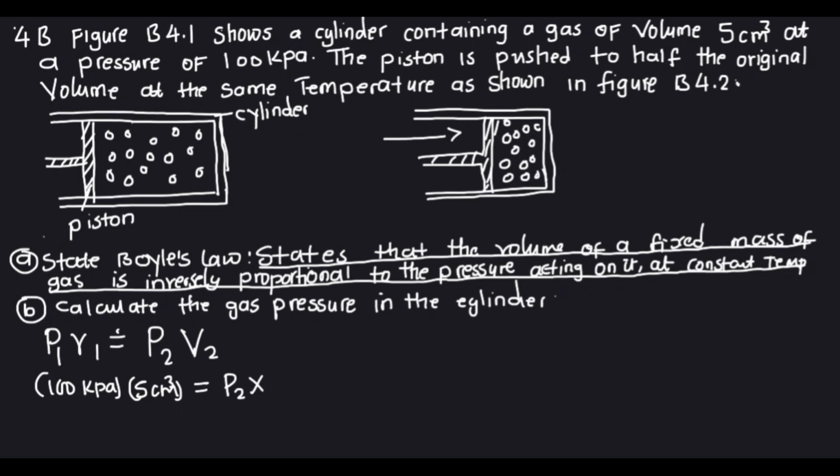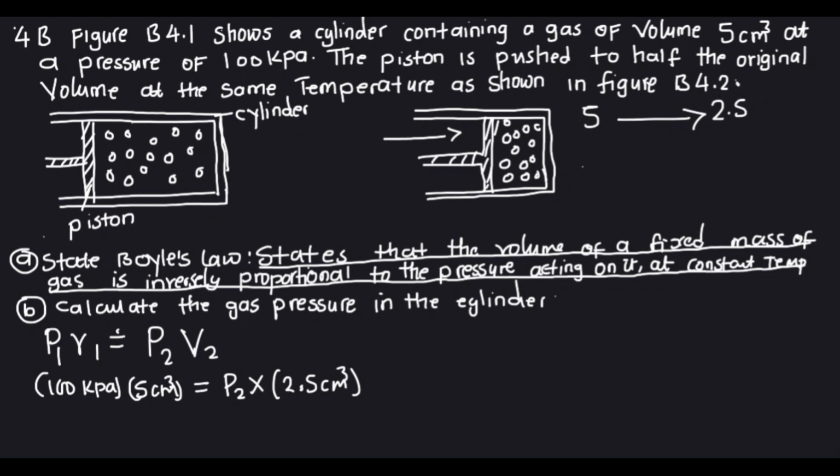So let's look at the question. The piston is pushed to half the original volume. The original volume is 5 cubic centimeters. So what is half of 5 cubic centimeters? The half now is 2.5 cubic centimeters. The relationship here is these two numbers must go in the same proportion. The initial volume, before the piston was pushed, was 5. After the piston was pushed, the volume became 2.5. So we can see that the volume decreased by half.